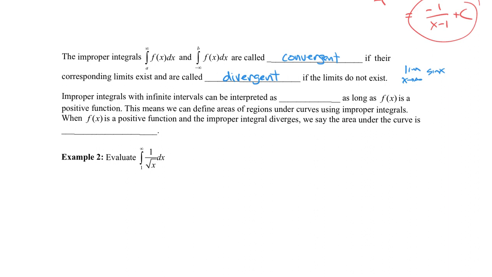Okay. So improper integrals with infinite intervals can be interpreted as areas as long as the function is a positive function, so it sits above the x-axis. This means we can define areas of regions under curves using improper integrals, which is very convenient because we have to be able to do that. So when this function is a positive function and the improper integral diverges, we say the area under the curve is infinite. And we'll see plenty of problems like that. Some of them are actually even a little bit surprising.